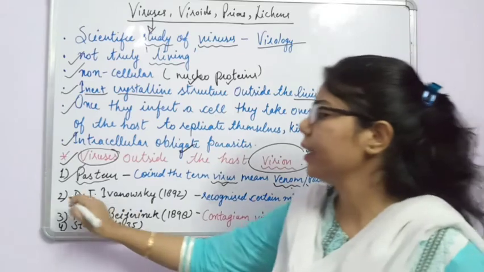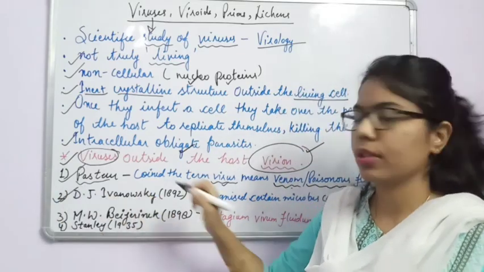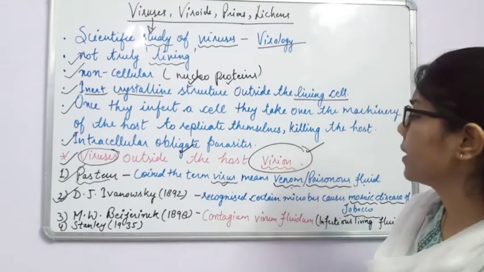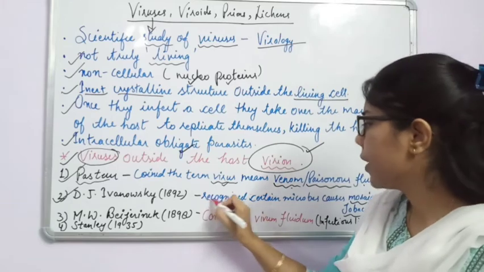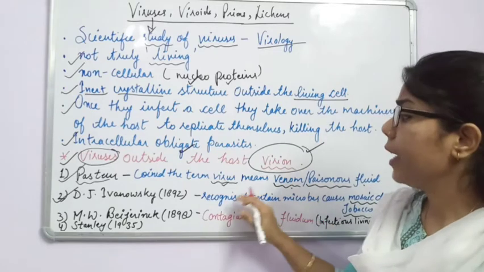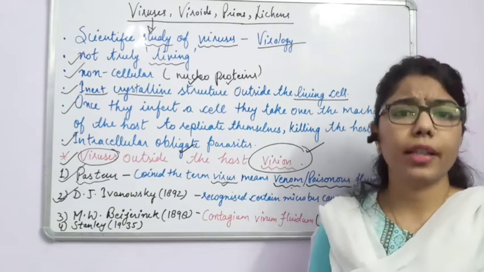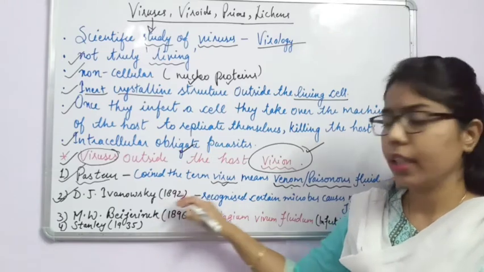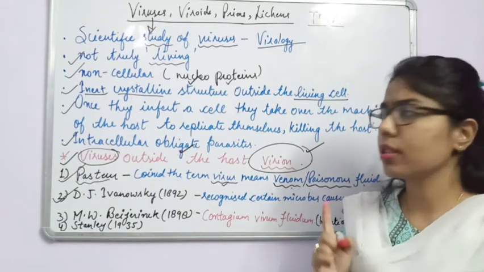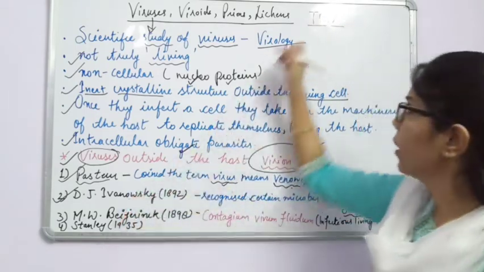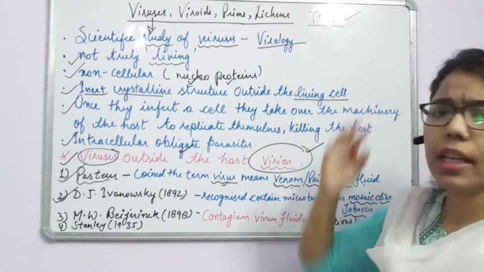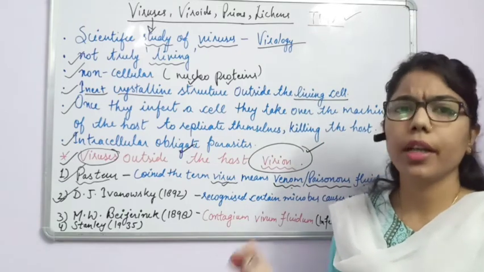Another scientist was D.J. Ivanovsky, in 1892. Here I am showing a diagram. I have written: recognized certain microbes that caused mosaic disease of tobacco. Whenever a question is asked about where the first virus was identified, the answer is the tobacco mosaic virus, TMV. The virus was discovered by Ivanovsky in the tobacco plant. We know that tobacco is a cash crop, so it was grown more and more at that time.